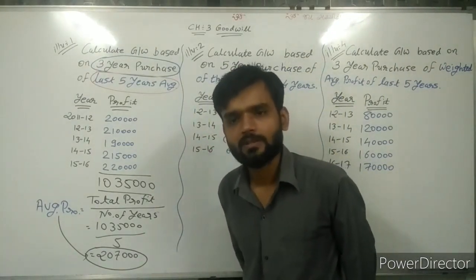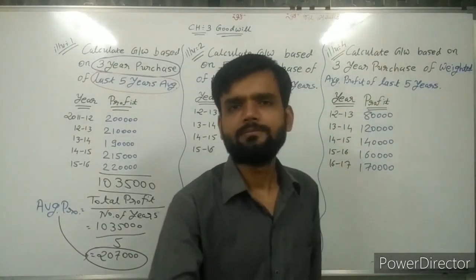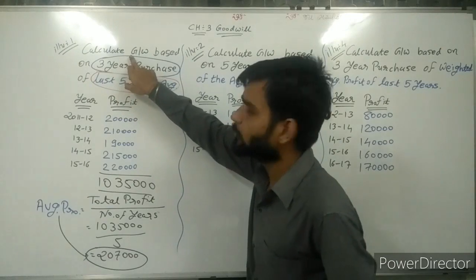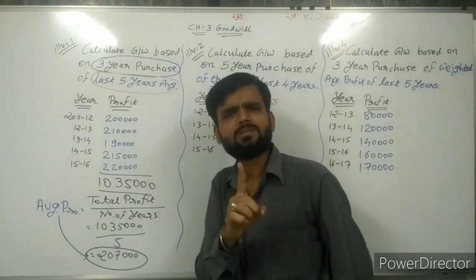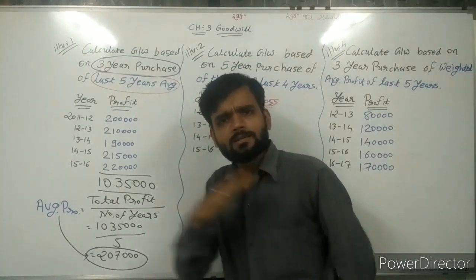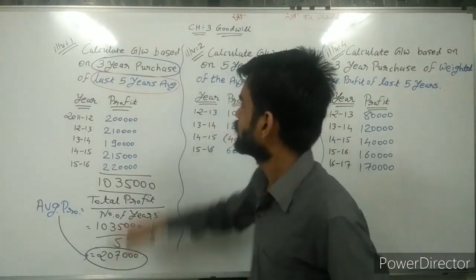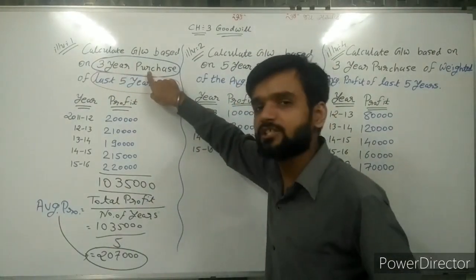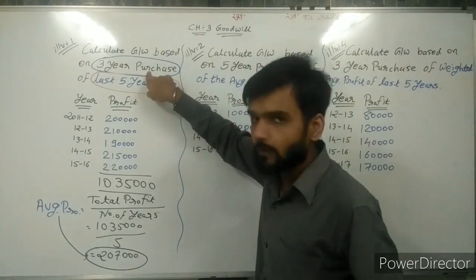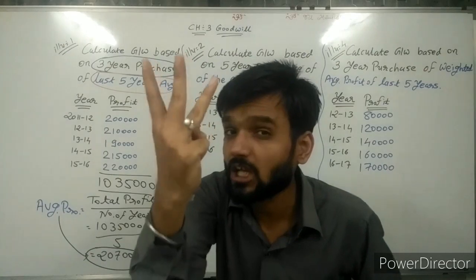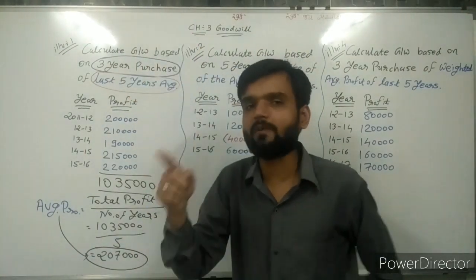Now think, sir, what you need? Sir, we need goodwill. So how can we find goodwill? Now, the 3-year purchase information is used. So goodwill on the basis of 3-year purchase. On this basis we can find goodwill.